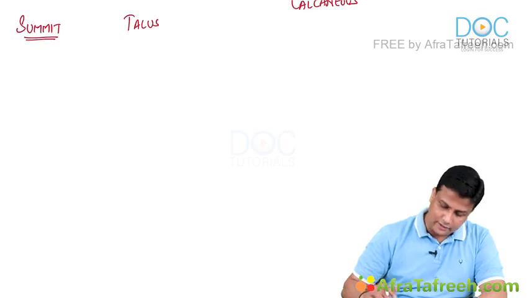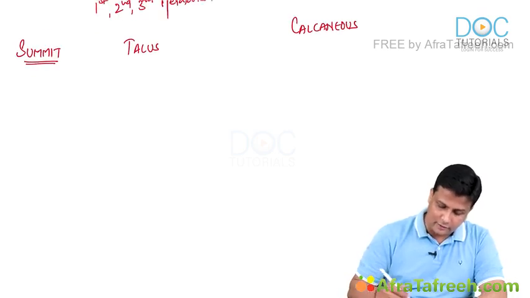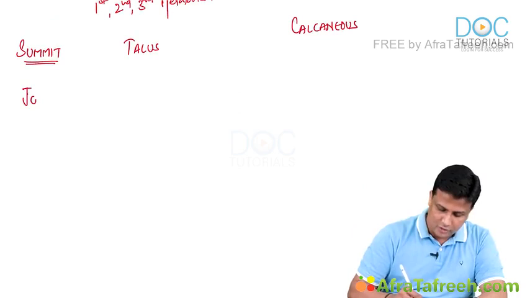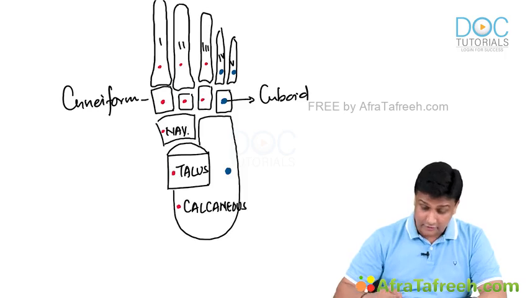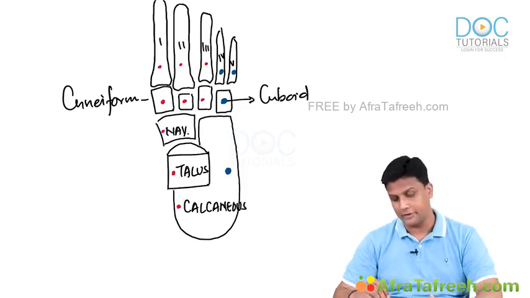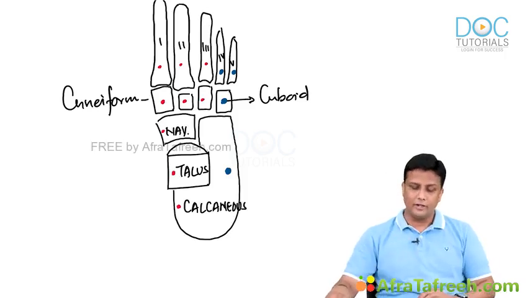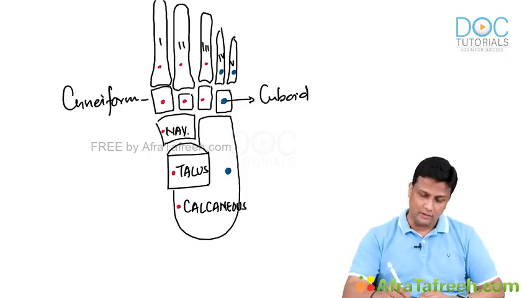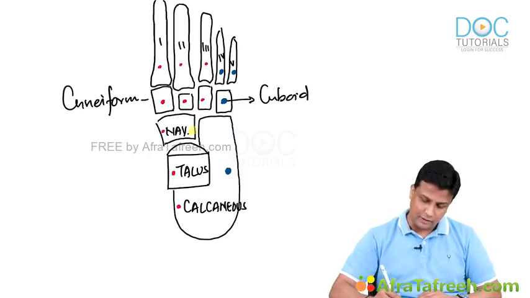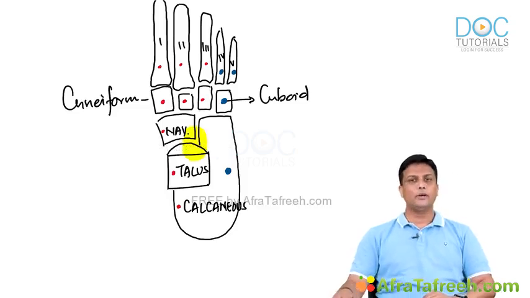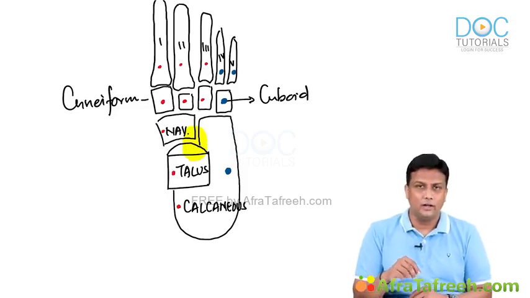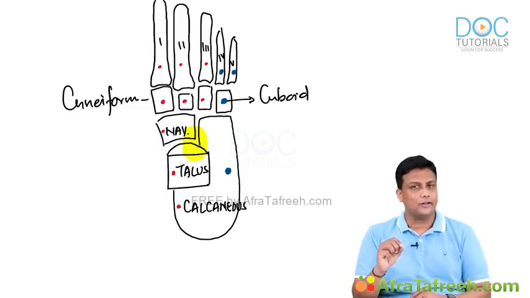Now, once you are done with the summit here, the next thing that you need to learn is about the joint. What is the joint? What is the main joint which is involved in this medial and the lateral longitudinal arch? Now, this diagram, guys, it's going to help you a lot, I'm telling you. In the medial longitudinal arch, there will be a joint between the navicular bone and the talus bone and the calcaneus bone here. I repeat again, in the medial longitudinal arch, the main joint which is involved here will be between the talus, navicular and the calcaneus.